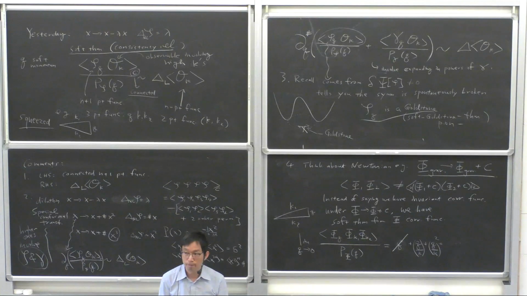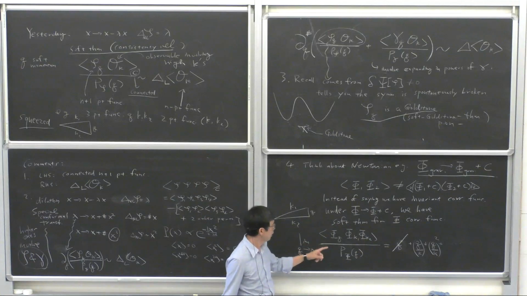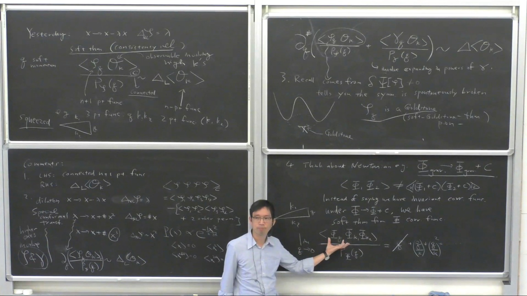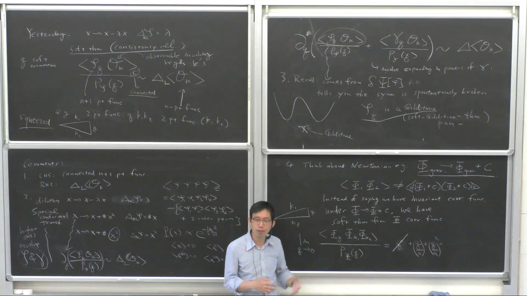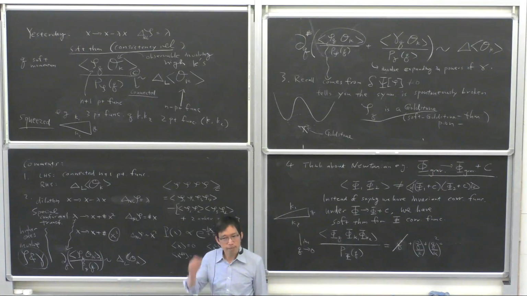Any questions? The Goldstone boson is the gravitational potential itself. Yeah, this is the soft Goldstone. Usually we don't think of the gravitational potential as a Goldstone, but really it does play the role of a Goldstone in this particular case.